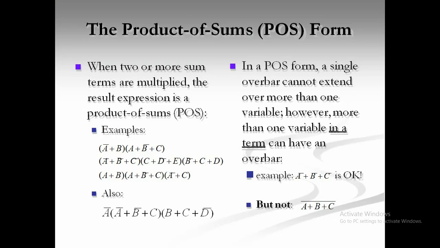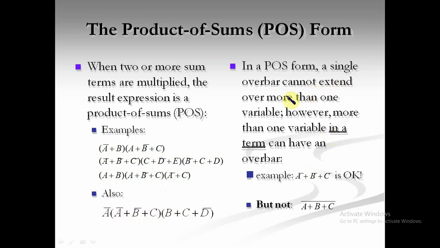Next, POS. In POS, two or more sum terms are multiplied. The resulting expression is in POS form. How to write POS forms: in brackets, for example A bar plus B. That is ORing and ANDing. Product of sum: this is the product and this is the sum. These are the given examples, and this is also one type of example. This is the product of sums.